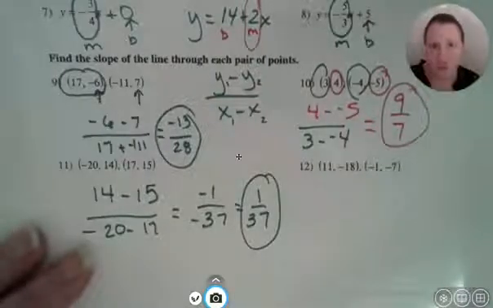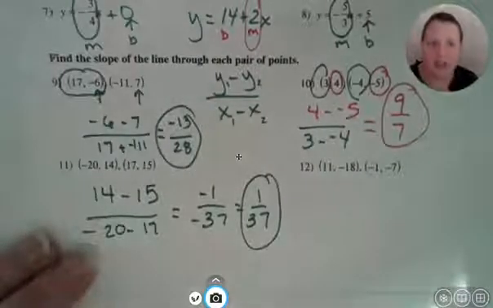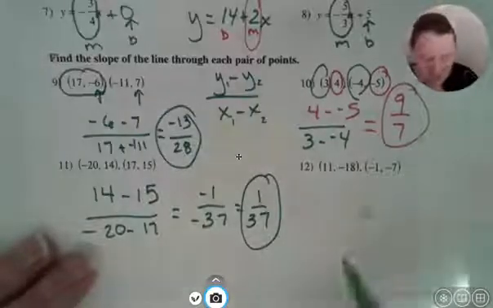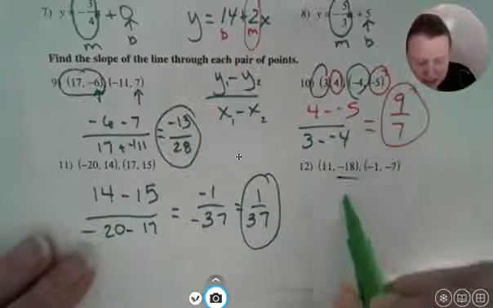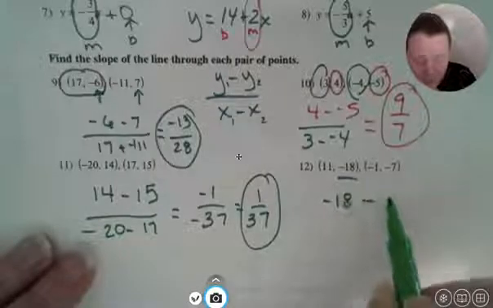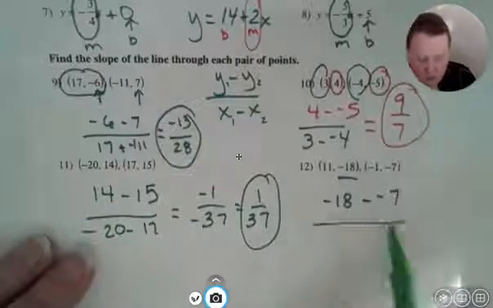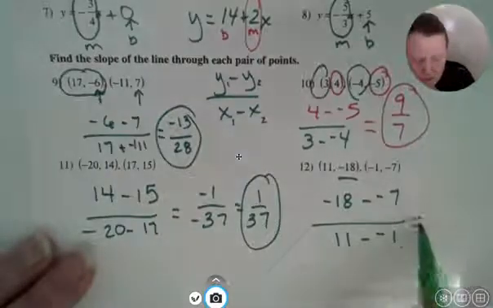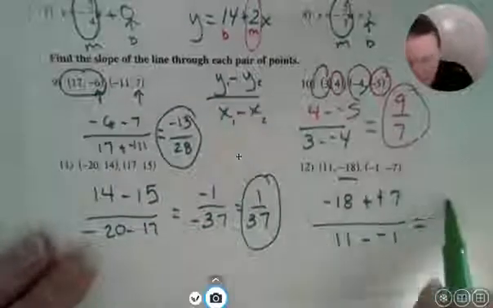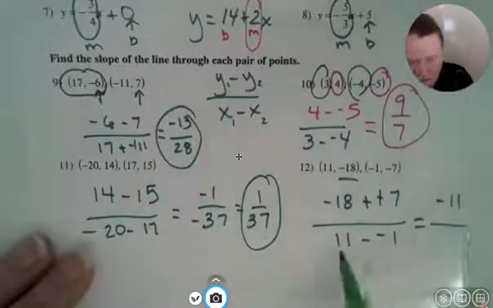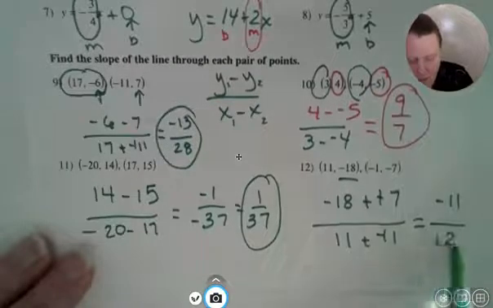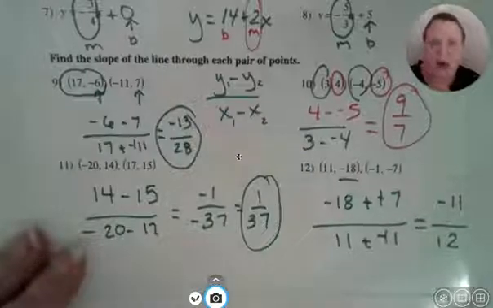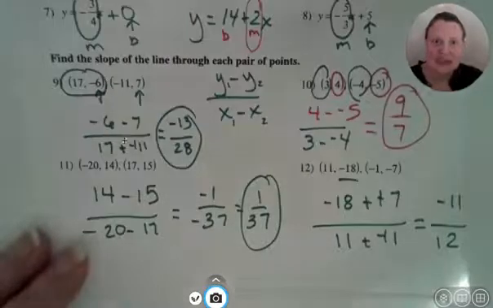I shouldn't be alarmed when the math doesn't work out pretty. It's just a fraction. It's 1 up and 37 over. I'm not asking you to graph it. Again, we're going to repeat that process, and I end up with negative 11 over 12. So I hope you got all those right. Thanks for working hard.